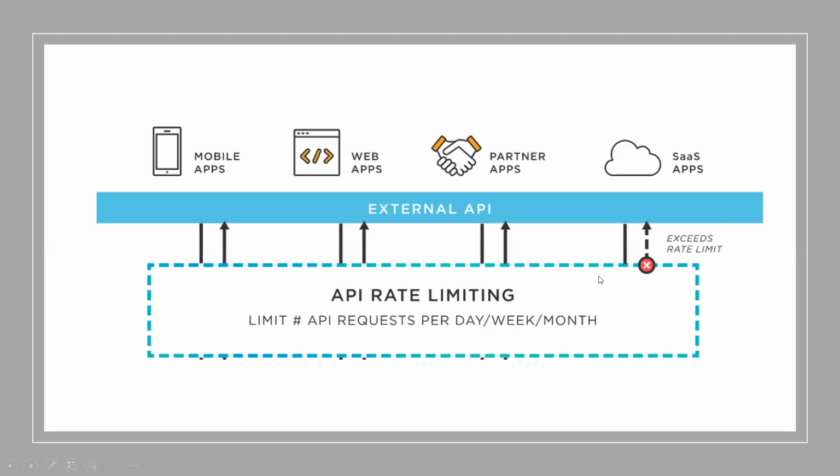I can limit API requests per day, week, or month, or within the day on an hourly basis, or a minutes basis or seconds basis, or 5 requests per 5 seconds. Whatever way you want, you can implement it.